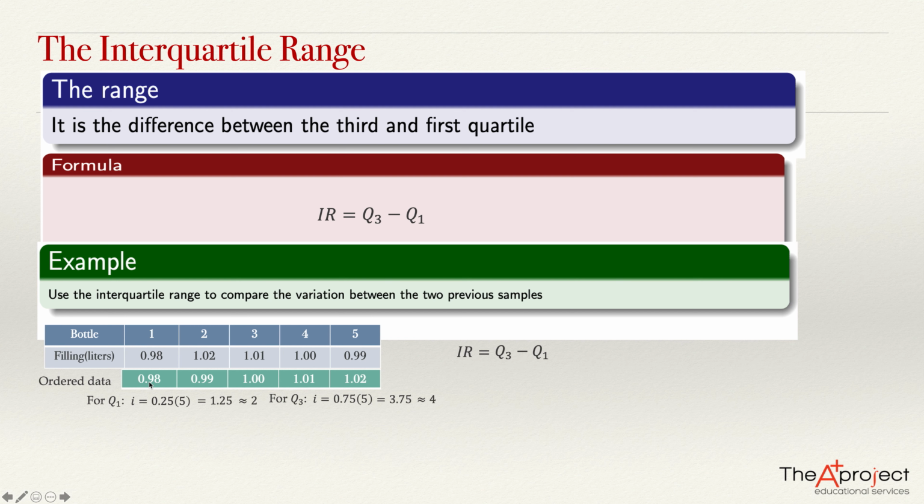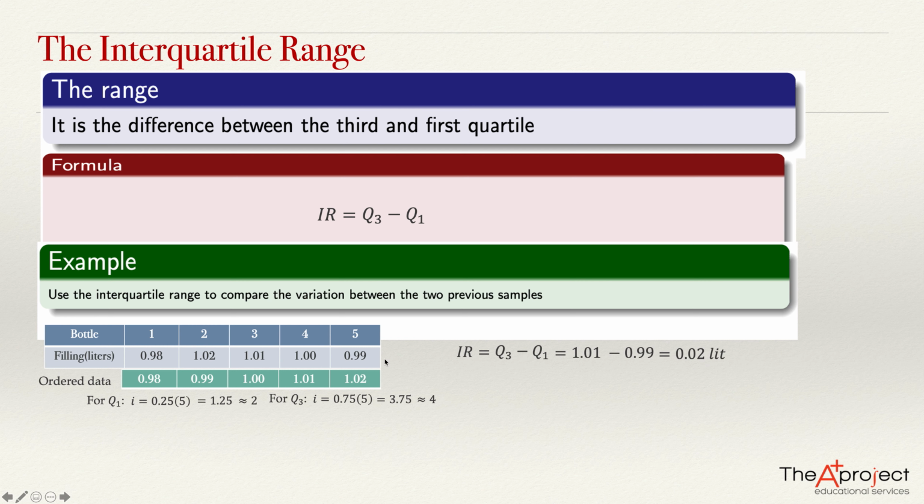The second data is 0.99. This will be the quartile 1. So here it will be quartile 3 minus quartile 1. Let's make a substitution: 1.01 minus 0.99, so the fourth data minus the second data. Remember that these are liters. I'm not writing liters here, but I'm going to write it in the answer. So it will be 0.02 liters. This is the interquartile range for the first data set.